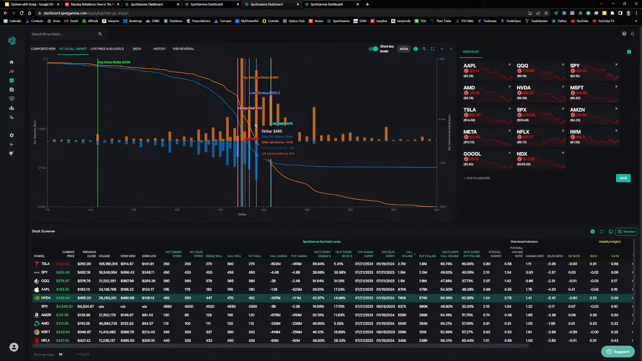NVIDIA has 43% gamma expiring today. It is today 7/21. So just a little less than half of this call gamma, shown by the orange bars, is expiring. 43%. Those calls are losing value. Market makers can sell their long stock hedges.